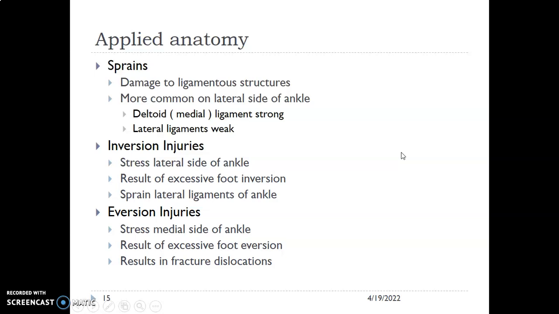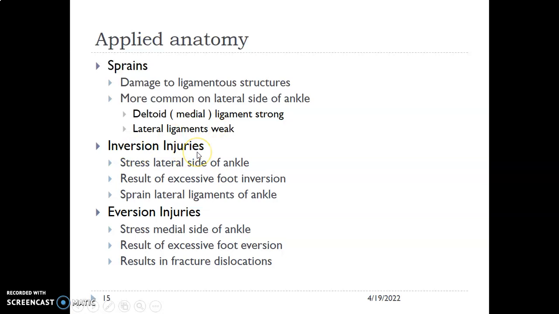What are the applied anatomy aspects of the ankle? We have sprains. When you damage the ligaments, you cause a sprain at the joint, more commonly occurring on the lateral side because the medial, the deltoid ligament, is very strong and the lateral ligaments are slightly weaker. So sprains are more common on the lateral aspect.